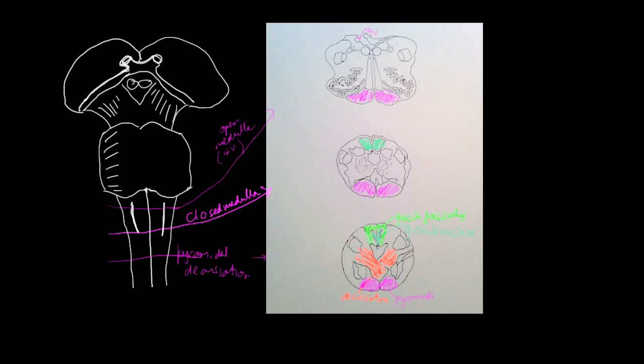And at this point, these fibres are going to start crossing over, and that's why at this section we call it the sensory decussation. So this level is the sensory decussation.